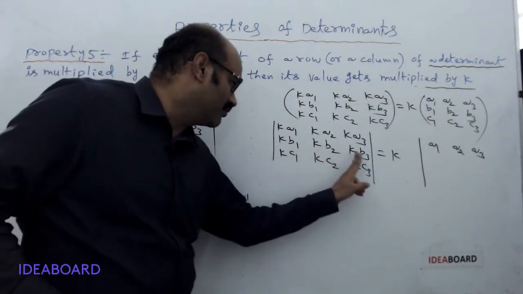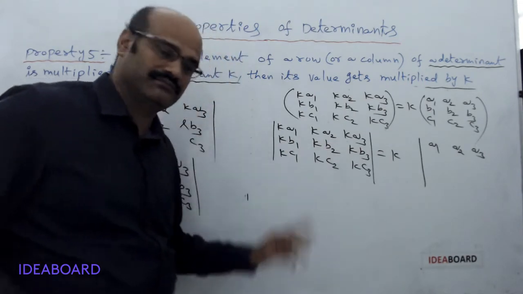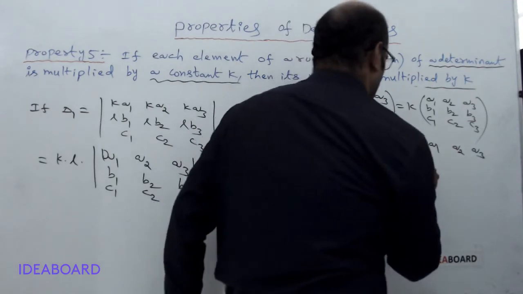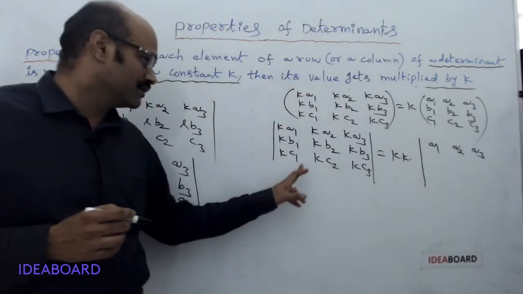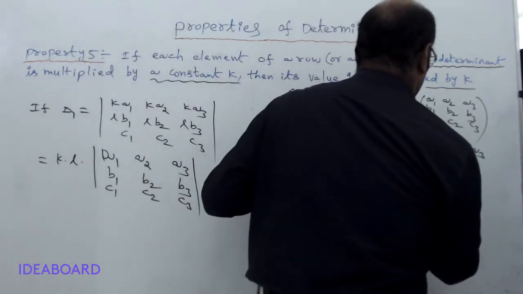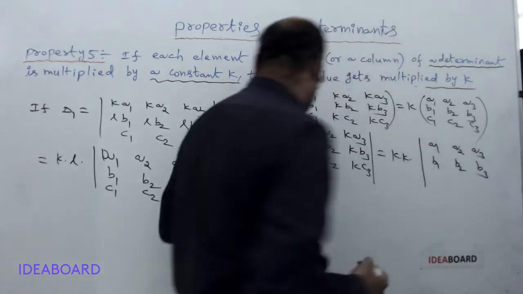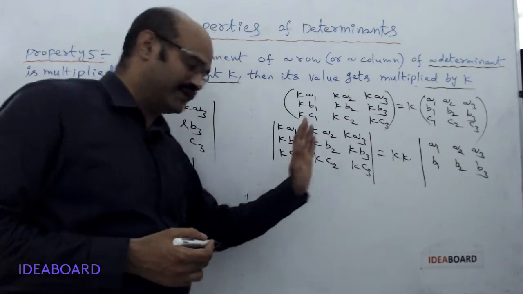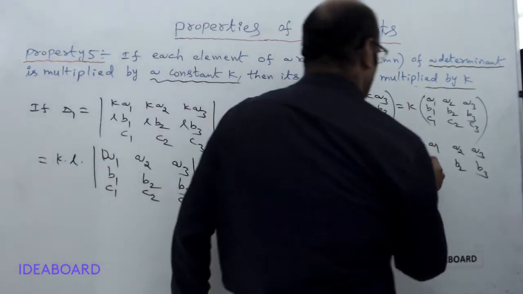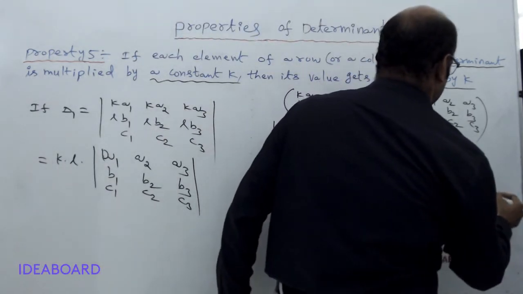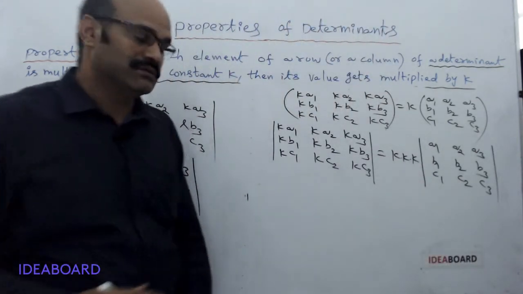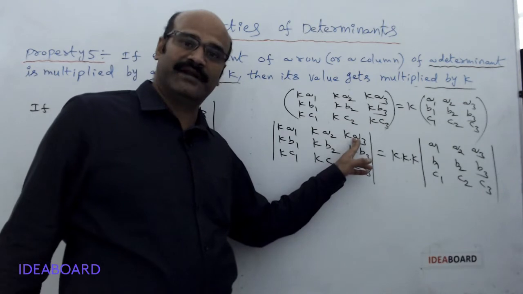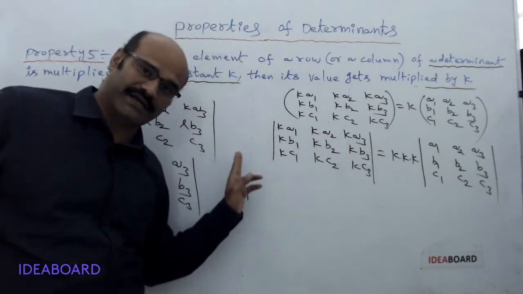From R2 you have to take 1/K outside, since each and every element is multiplied by K. So K into B1, B2, B3. Now in R3 K is multiplied, so take K outside, K into C1, C2, C3. So when each and every element of any row is multiplied by K, that K can be taken outside.